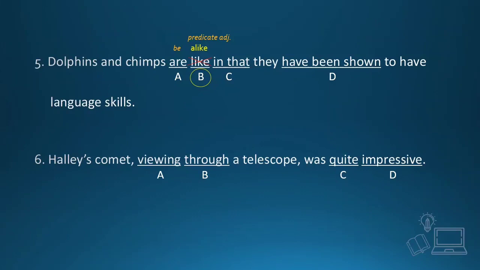Number 6. Halley's Comet viewing through a telescope was quite impressive. The correct answer is A. Viewing. Karena viewing adalah adjektif yang bermakna aktif, sedangkan yang lebih tepat untuk kalimat ini adalah adjektif bermakna pasif, viewed. Viewed through a telescope. Dilihat dari teleskop. So, the correct sentence is, Halley's Comet viewed through a telescope was quite impressive.